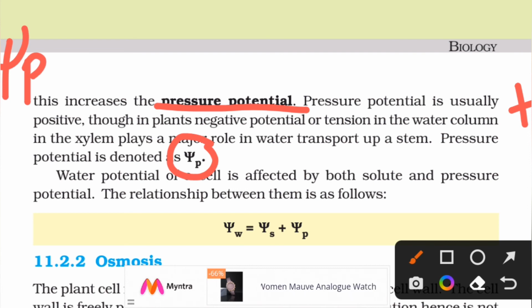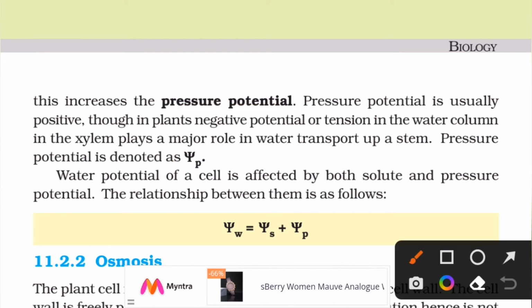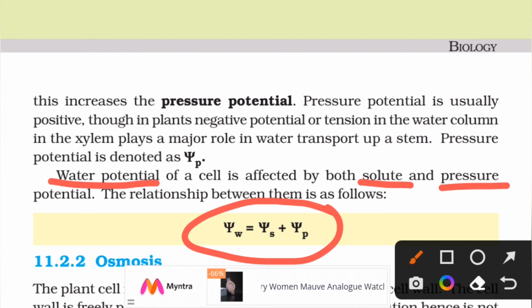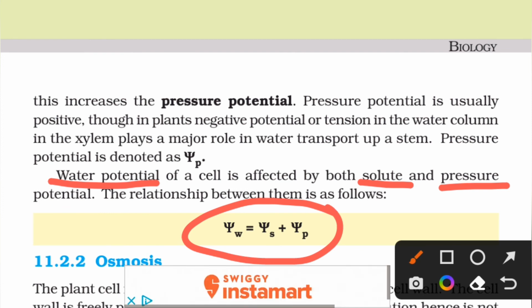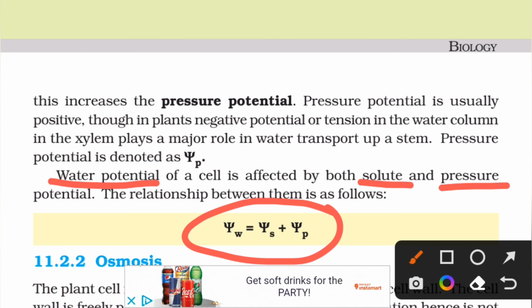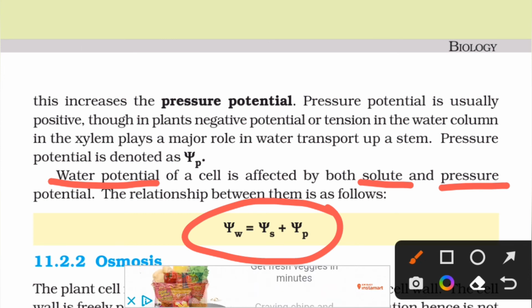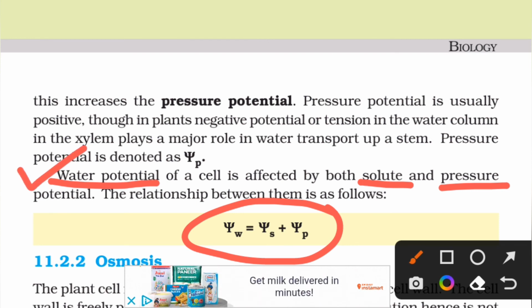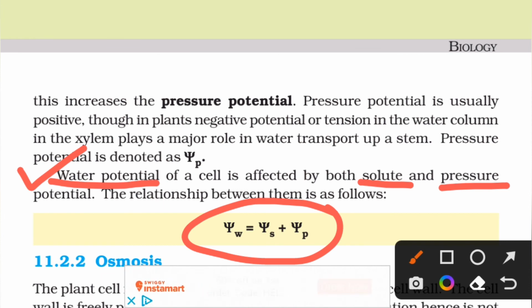Both solute potential and pressure potential are components. So we can say that water potential is affected by both components, solute potential as well as pressure potential, and there is a relation between all these three. Water potential is equal to the combination of solute potential plus pressure potential, right? I hope it is clear. That means we can conclude that water potential is always affected by solute potential and pressure potential.